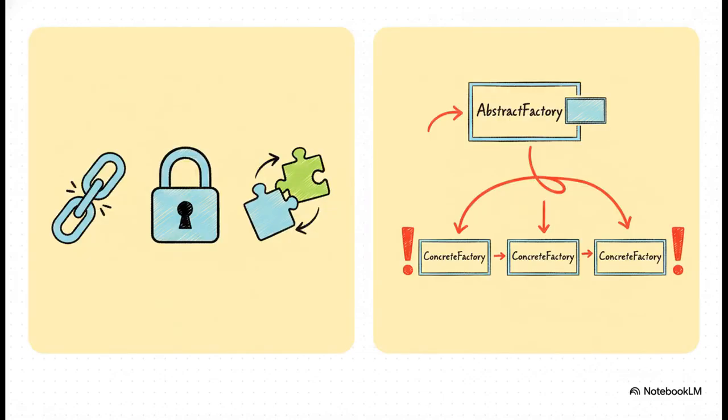But no design pattern is a silver bullet. They all have trade-offs. The pros here are huge. You isolate your concrete classes, swapping entire product families is a one-line change, and you get guaranteed consistency. But there's a pretty significant con. What happens if you want to add a whole new kind of product, like a text box? Well, you have to go all the way back to the abstract factory interface and add a create text box method. And that forces you to update every single concrete factory you've ever written. That can be a whole lot of work.